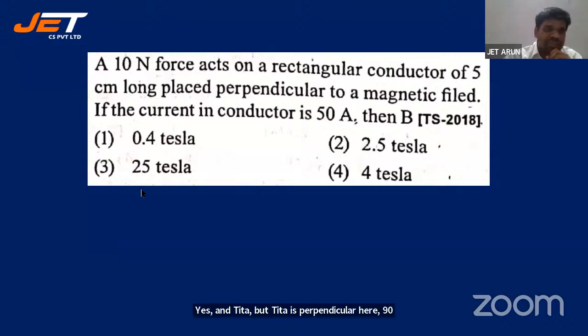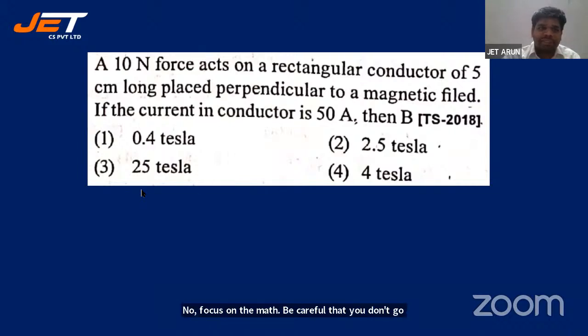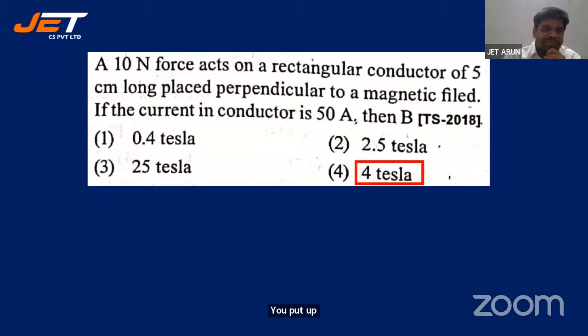Good. Now focus on the calculation. Now this is the physics of the problem, students. There are 2 aspects of any problem, as I say every time: physics of the problem and math of the problem. The physics is right. Now focus on the math. Be careful that you don't go wrong in the math. Now you shouldn't get a wrong answer. Let's look at the key. Key is 4, students, 4 Tesla. Now look at the calculation, students, your calculation shouldn't go wrong.